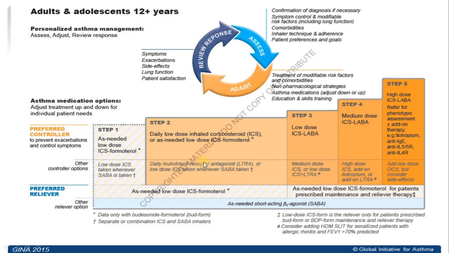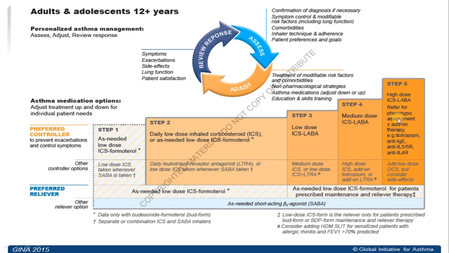Here the daily leukotriene receptor antagonist is like montelukast. Step 3, we give low dose ICS combined with LABA, or medium dose ICS, or low dose inhaled corticosteroid plus leukotriene receptor antagonist. Step 4, medium dose ICS with LABA. Step 5, high dose ICS with LABA.